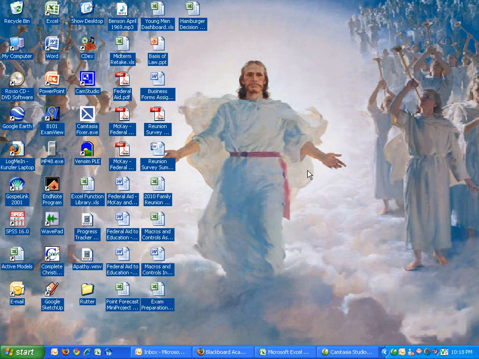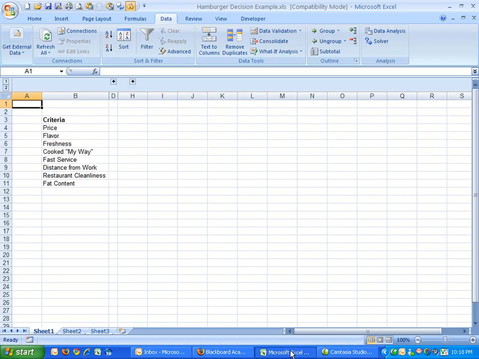In this video, I'm going to show you how to do a very simple weighted rating and ranking approach. This example is going to be very simplistic, but it helps you to understand what the concept is. I'd encourage you to open up the hamburger decision example spreadsheet and follow along.